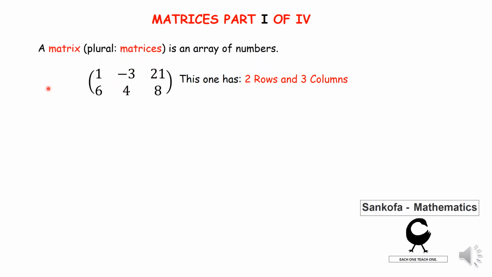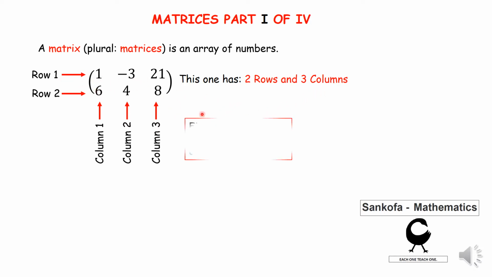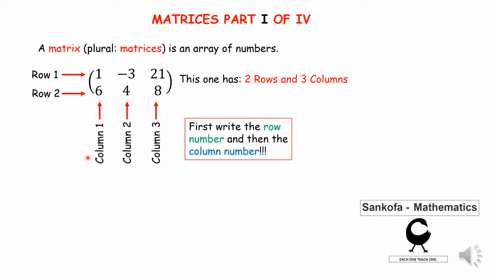The rows are what you have when you go horizontally. So that's row one, and row two is the one at the bottom. These numbers inside here are referred to as elements. That's column 1, column 2, and column 3. Whenever you refer to a matrix, you always have to start with the row followed by the number of columns. So this is a 2 by 3 matrix, or you can say a 2 times 3 matrix. Always you must write the row number and then the column number.